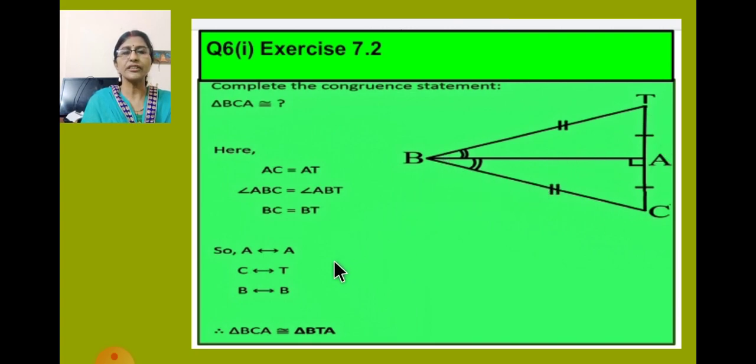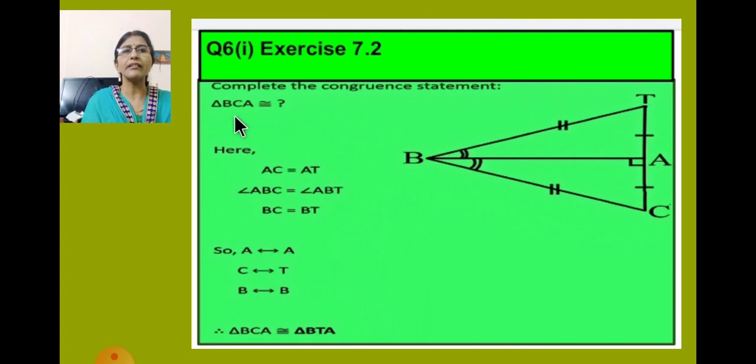Now we have to write down the vertices and then we will name the triangle. So here you can see these are the two points which are common to both triangles. So A corresponds to A and then C corresponds to T and B corresponds to B, because B is common to both the triangles, as well as A is the point which is common to both the triangles. So that's why B will correspond to B.